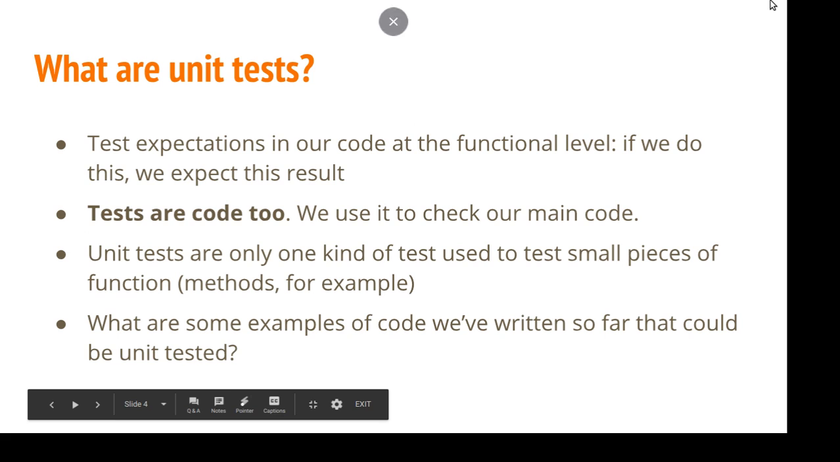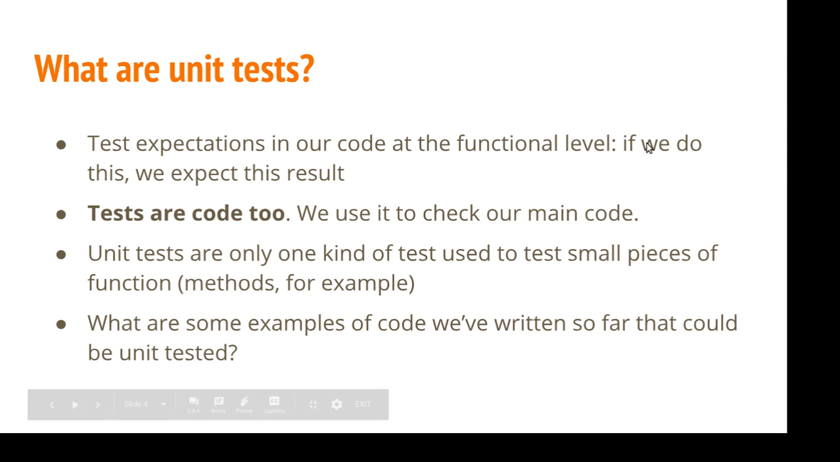So unit tests are a specific type of test that test the expectations in our code at the functional level. If we do this, we expect this result. Tests are code too, and we use them to check our main code. Now, don't get ridiculous in the testing inception model where you have to test your test and you have to test your test that tests your test. Don't go down that road, okay? Tests are code, but they're really simple code, okay?